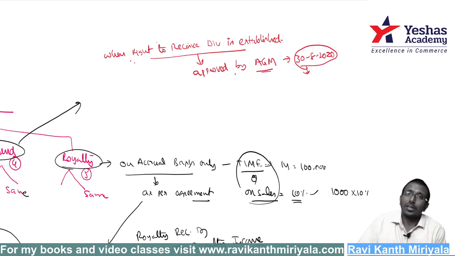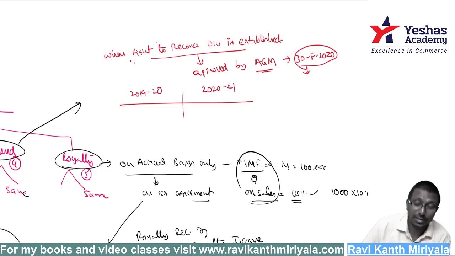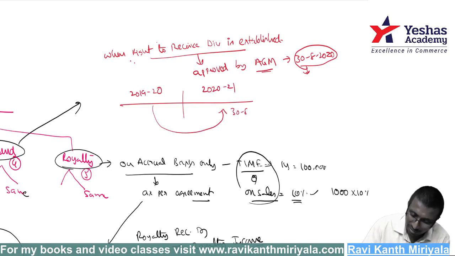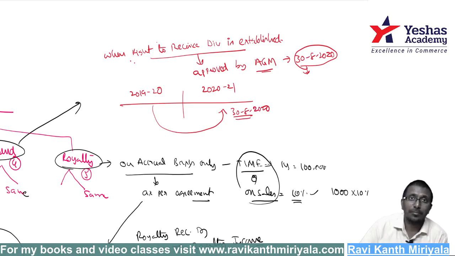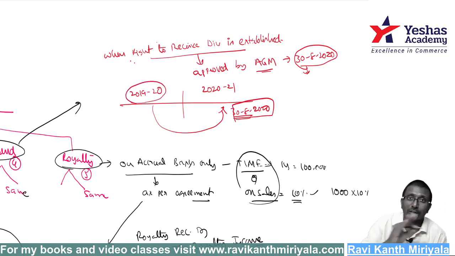Got my point? For clarity, take the 2019-20 financial year and the 2020-21 financial year. They are giving the dividend on 30th August 2020, and the AGM is conducted. On which day should I pass the dividend income entry? I should pass it on the same day. This is related to 2019-20, so shall I go back to 2019-20 and record?